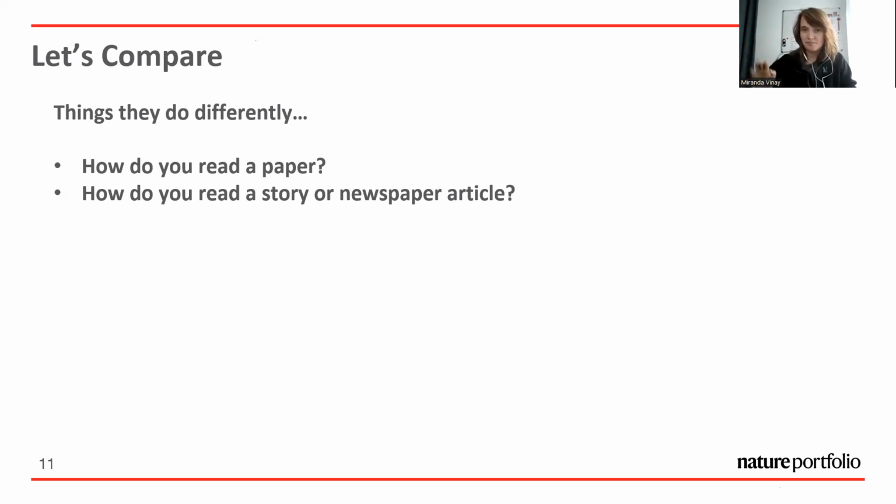Probably a good bit of you. Good. Nice show of hands. And how many of you, by contrast, once you get through the abstract, just look at the figures and just skip the introduction, etc. You just go straight to the figures.